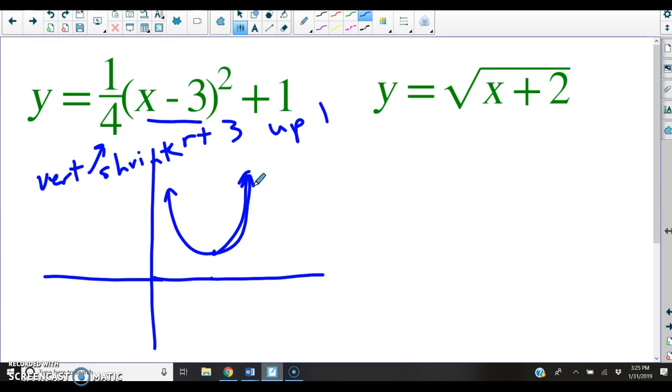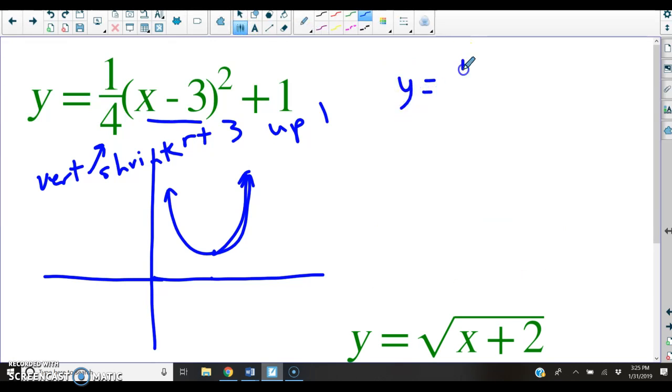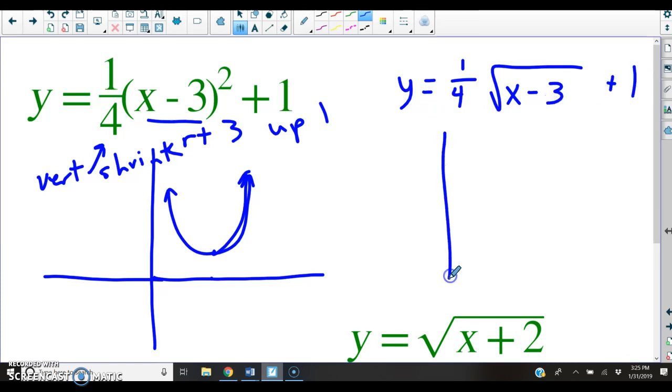If I take that same thing, I'm going to save this one. I'm going to move it to the bottom. If I make it y equals 1/4 times the square root of x minus 3 and then plus 1, well, now my parent function is going to be right 3, up 1, and the 1/4 is going to give it a vertical shrink. So instead of going up fast, it's going to be very much a decrease. But those are the same exact changes.